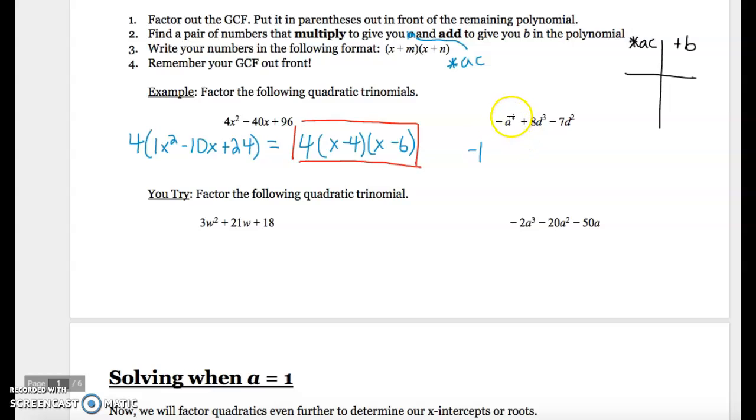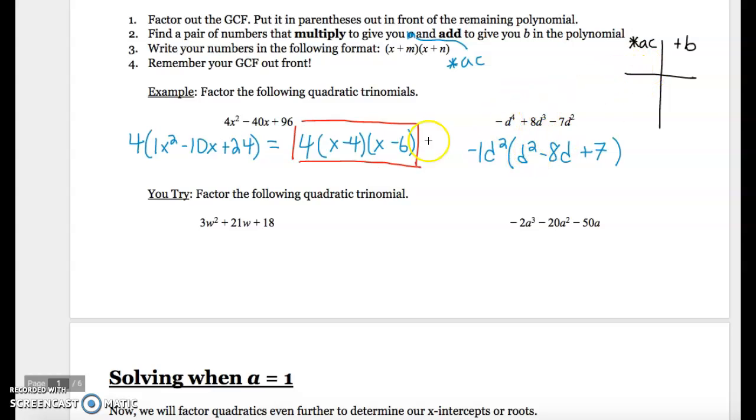So the most that I can pull out from each term are 2 D's. So D squared. And then we write what's left over. So I took the negative off of this, and then I took 2 of the D's, so I have D squared left over. I took a negative out of this, so 8 divided by negative 1 gives me negative 8 with 1 D left over. And then negative 7 divided by negative 1 gives me a positive 7, and then I took both of those variables out front. All right, so I have my GCF.